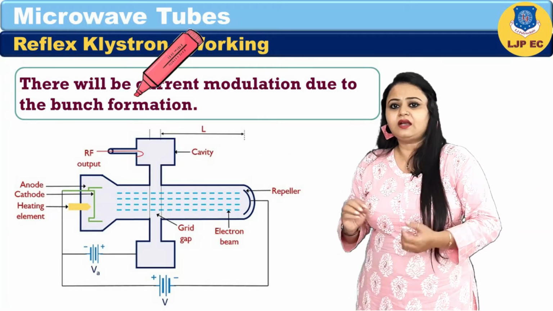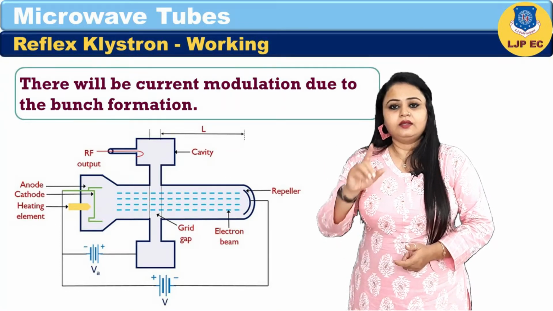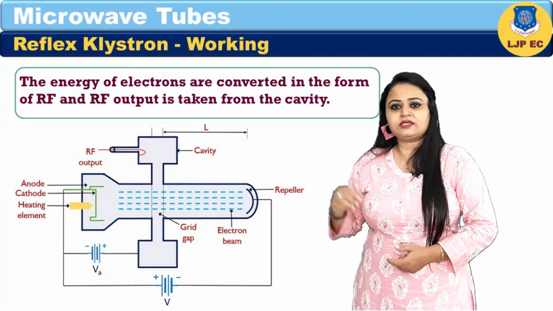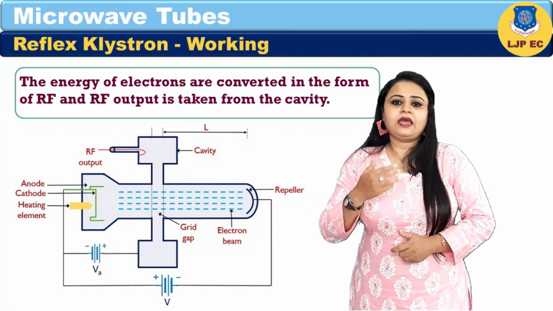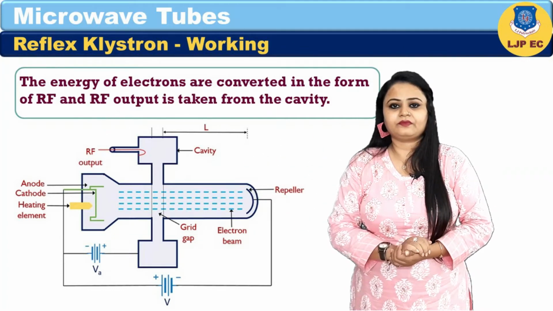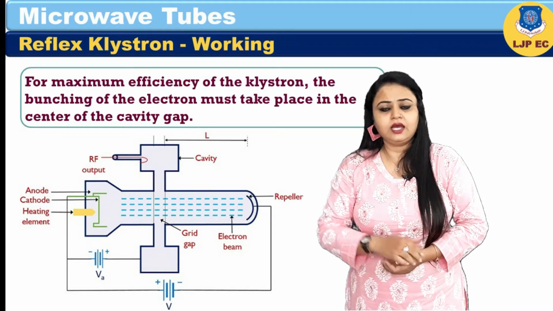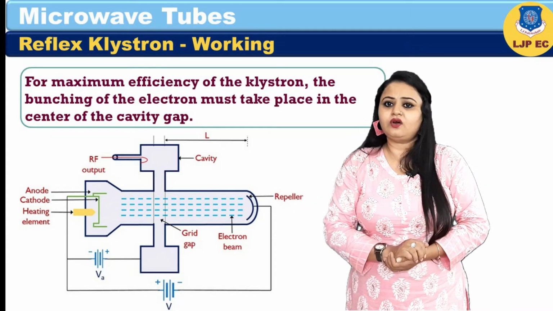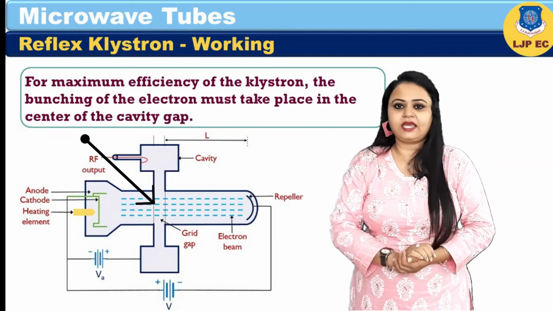There will be current modulation due to bunch formation. The energy of electrons is converted into the form of RF and the RF output is taken from the cavity. For maximum efficiency of the klystron, the bunching of electrons must take place in the center of the cavity gap.